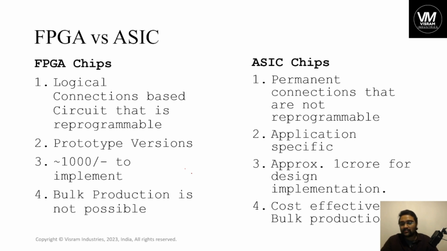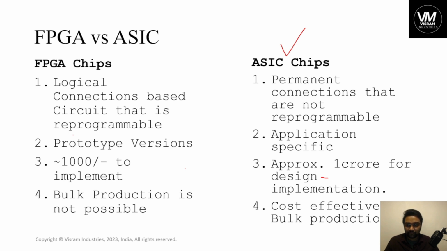So which one is cost effective in bulk production? ASIC chips are cost effective, because if you take 1 crore for one design, with this design you can manufacture crores of chips. That's how the world is working. So only 1 crore for design implementation. ASIC chips are made in bulk, so the cost reduces when you manufacture any product in bulk count.